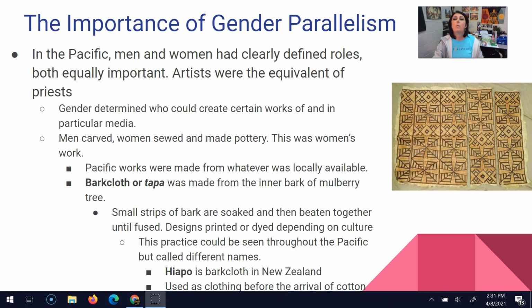All right, one thing that I really, really love about oceanic cultures, and especially in African cultures as well, is the idea of gender equality and the real importance of women to society.